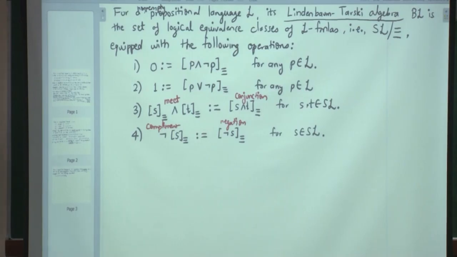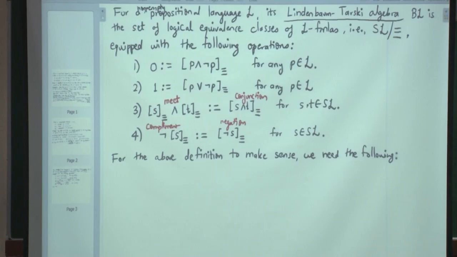You can similarly define. So, for the above definition to make sense, we need the following. First of all, let me call this a proposition again. First property is that this is an equivalence relation on SL. This is an equivalence relation.